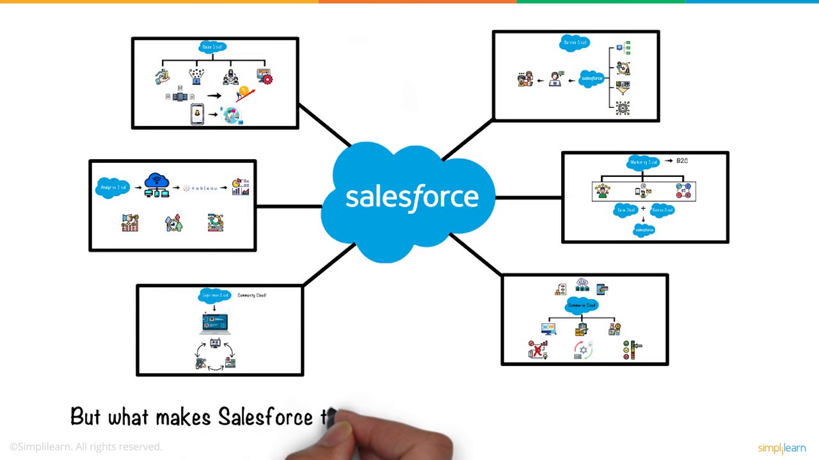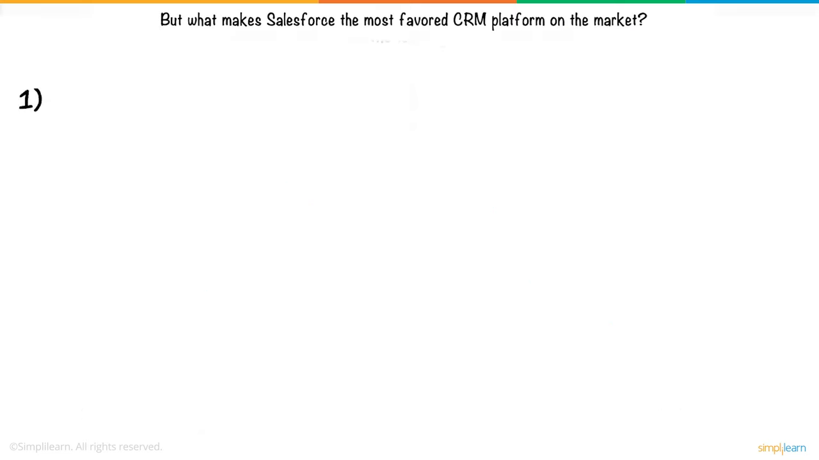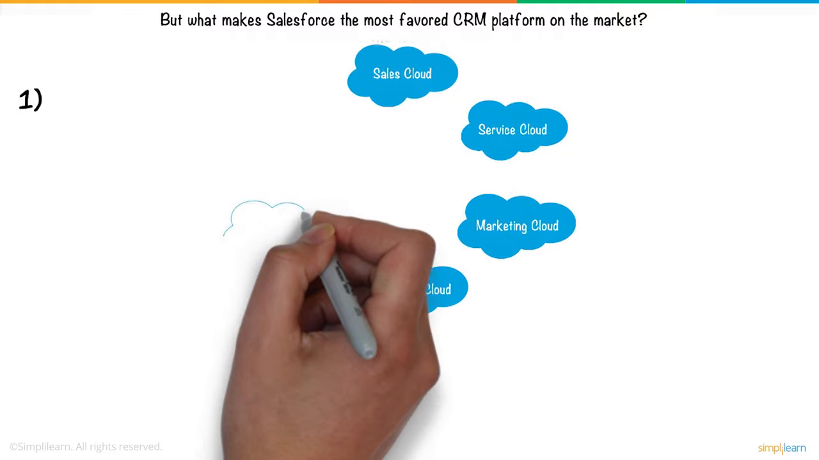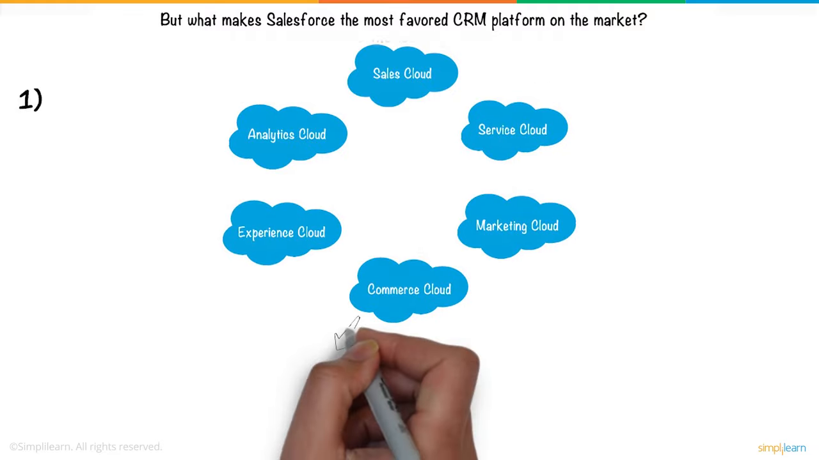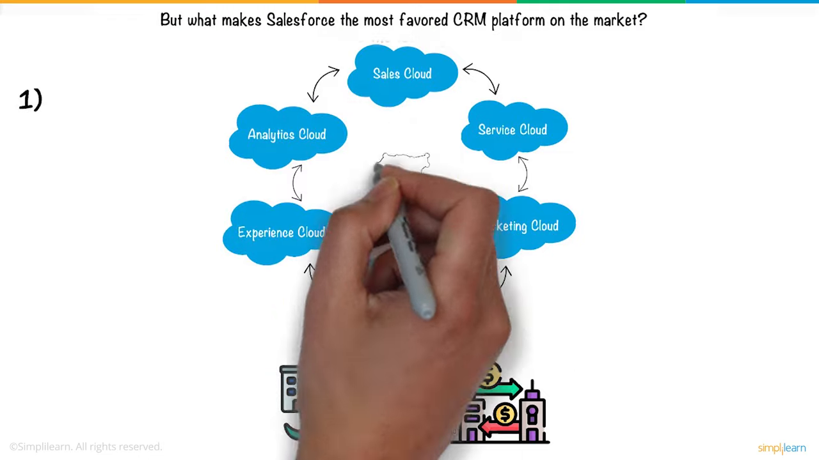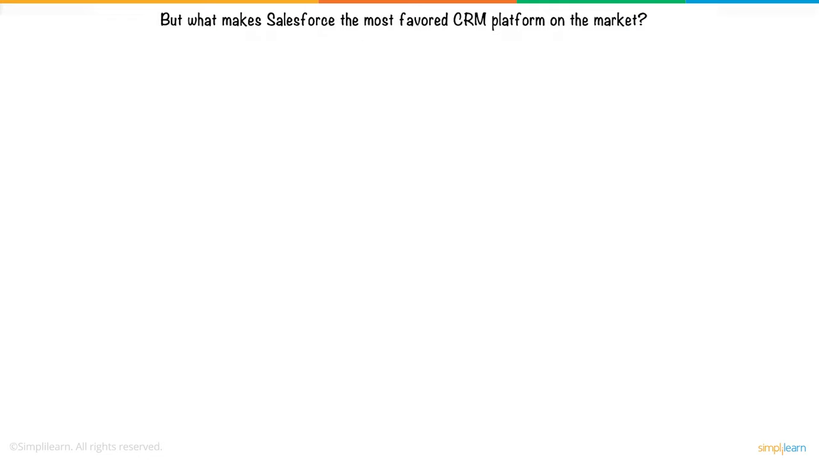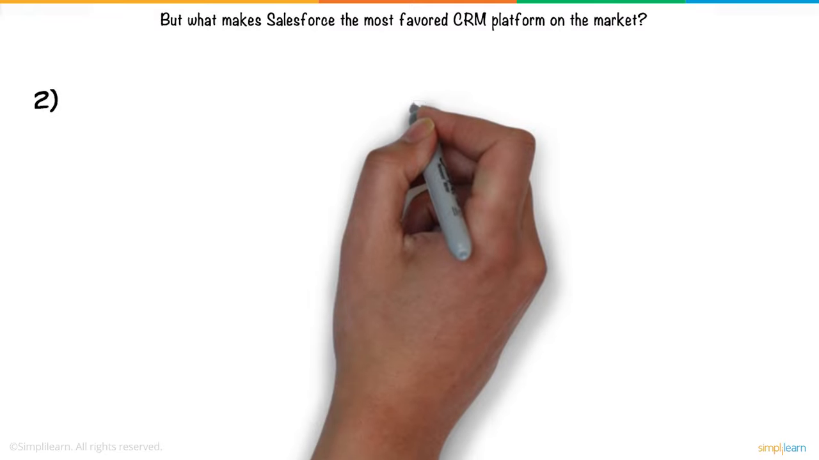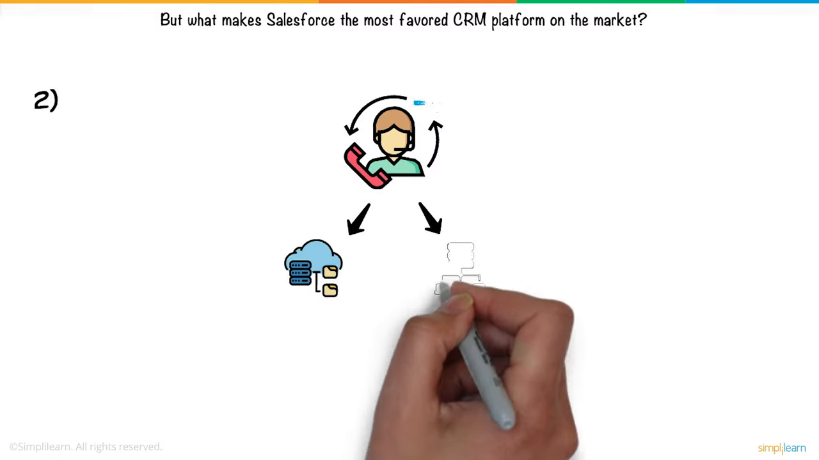But what makes Salesforce the most favored CRM platform on the market? 1. Despite having so many cloud products, they can be customized and highly adaptable based on the individual business, whether B2C or B2B. Organization data is synced between the clouds, ensuring everyone can access all of the data without any delays. 2. Salesforce has a stellar support system that helps you set up your infrastructure on the cloud or local premises.